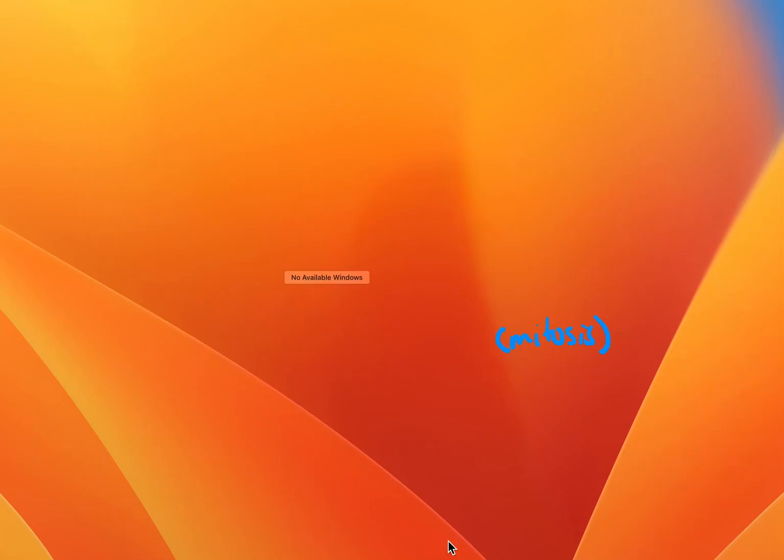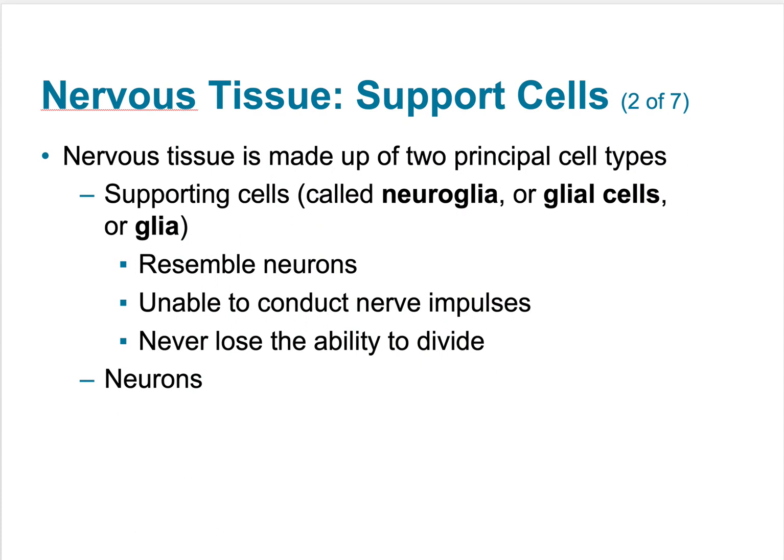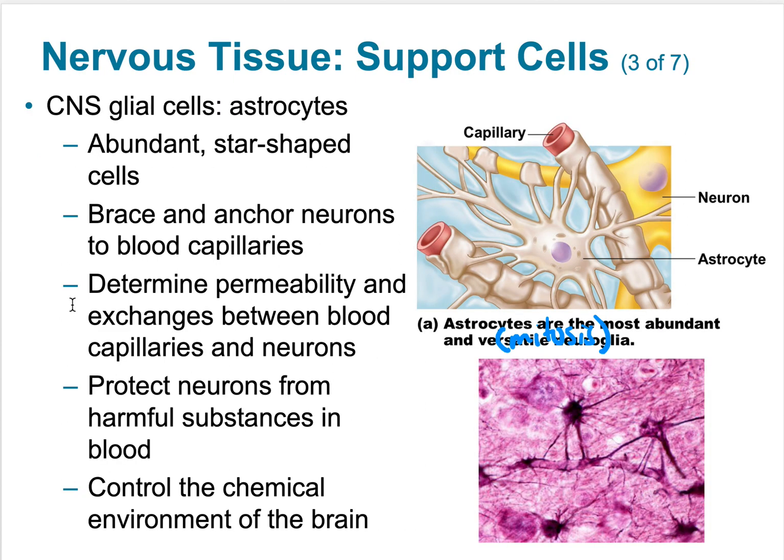So let's talk a little bit about these supporting cells. Central nervous system glial cells. First one, let's look at the astrocytes. They're called astrocytes because they're star-shaped. Astro meaning star, cyte meaning cell, so they're star-shaped cells.